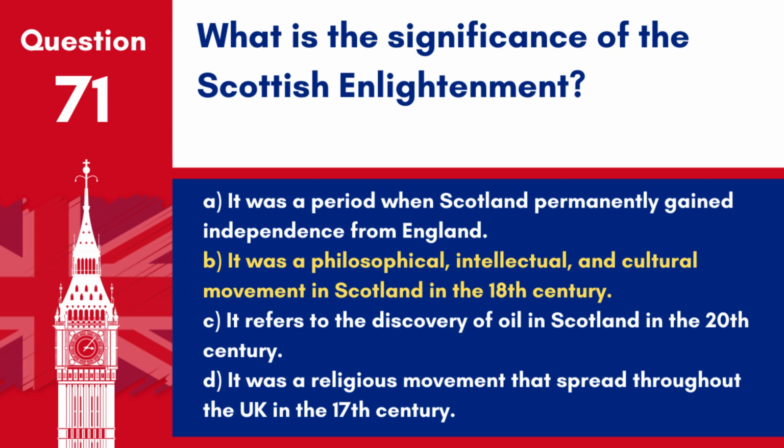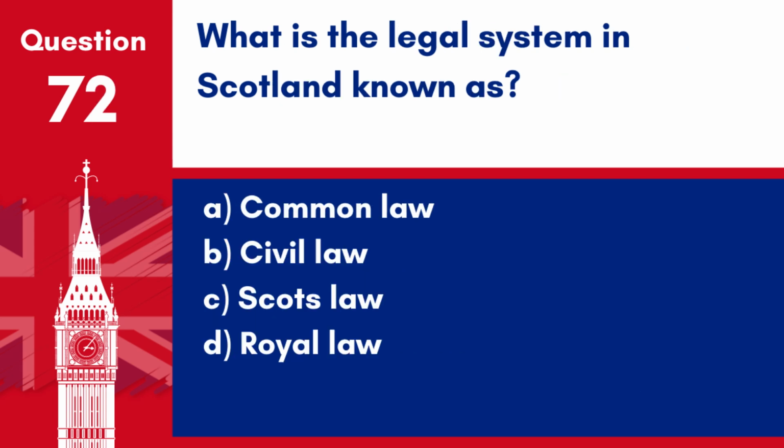The Scottish Enlightenment is noted for its remarkable achievements in philosophy, economics and the sciences, and for its influence on the founding fathers of the United States. Question 72. What is the legal system in Scotland known as? A. Common law. B. Civil law. C. Scots law. D. Royal law.